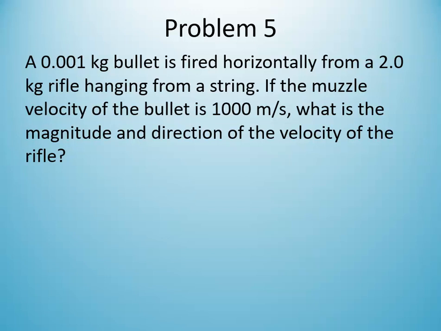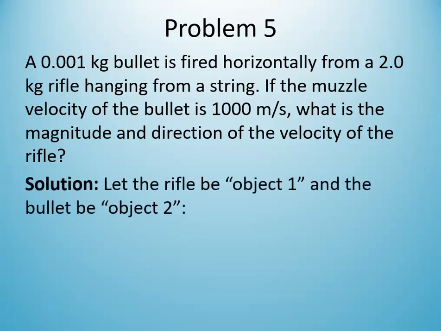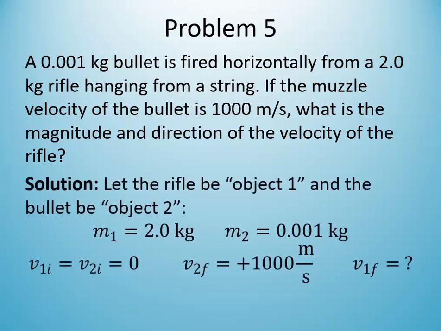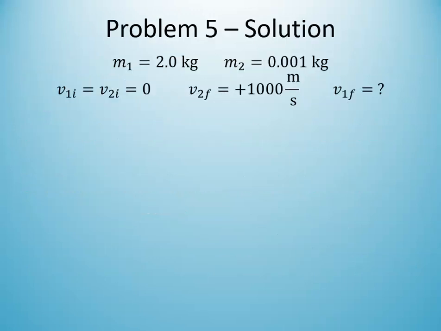Obviously not a long time after, because a long time after it's going to end up going up on the string. In fact, we could turn that into a conservation of energy problem if we wanted to figure out how high it will go. But right now, we just care about what is the rifle's velocity at the instant after the firing of the bullet. So we'll let object 1 be the rifle and object 2 be the bullet. So there are our givens, and we have conservation of momentum.